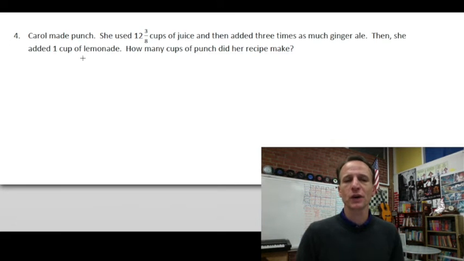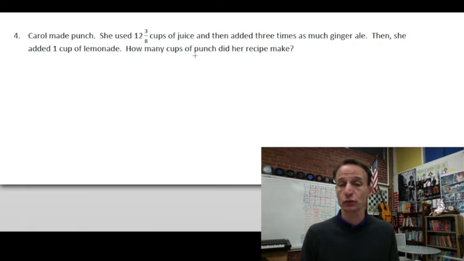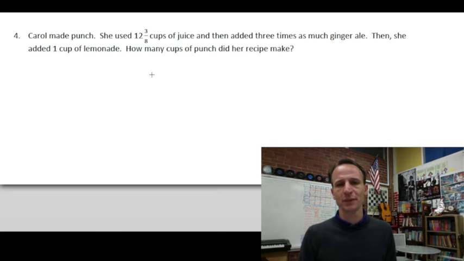She used 12 3/8 cups of juice, and then added 3 times as much ginger ale. Then she added 1 cup of lemonade. How many cups of punch did her recipe make?